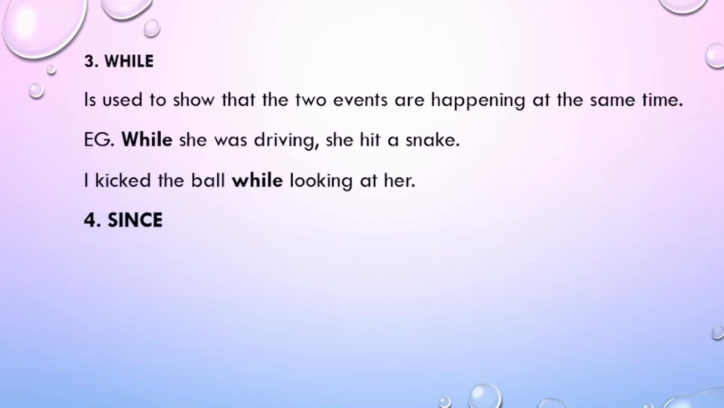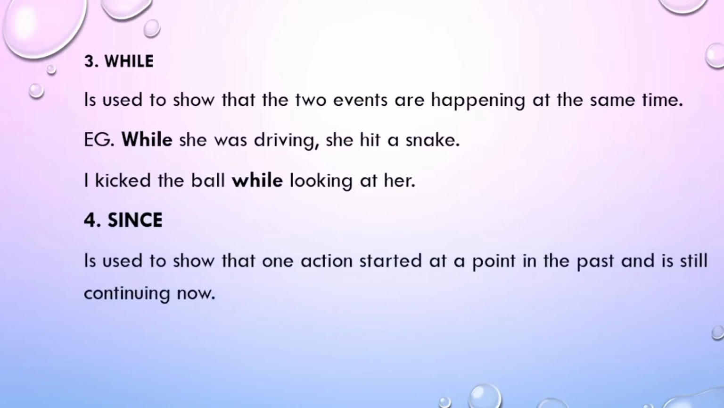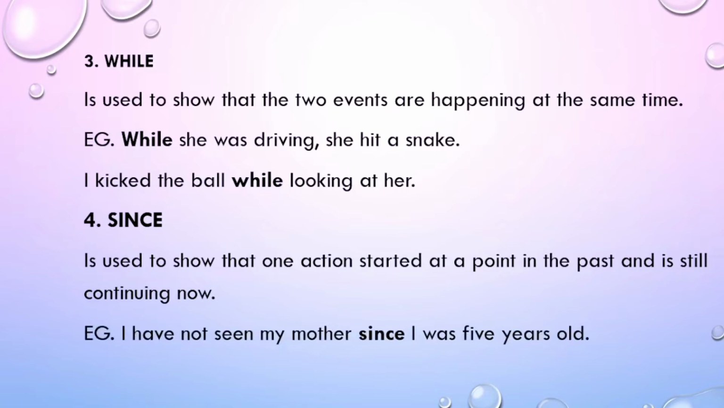Since. How do you use since? Since is used to show that one action started at a point in the past and is still continuing now. Something started happening at a point of time in the past, but it is still happening even now. For example, I have not seen my mother since I was 5 years old. What does this mean? From the time this person was 5 years old until now, this person has not seen the mother. The act of not seeing the mother still continues even now.